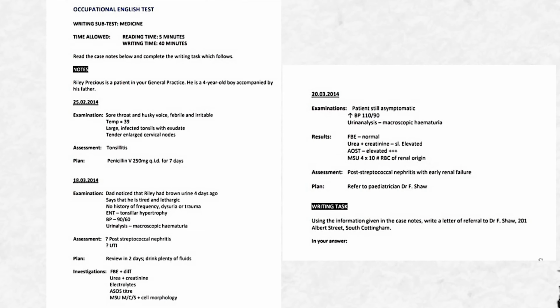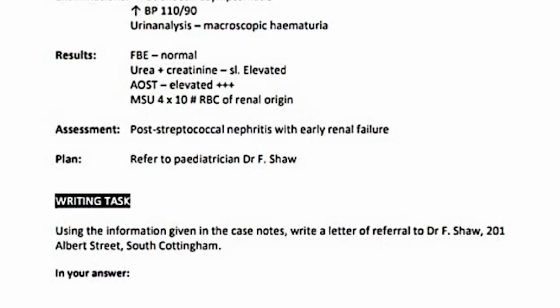The writing subtest of the Occupational English Test is designed to assess your ability to communicate effectively in written English in a healthcare setting. Like on the exam day, you will be given some case notes like this and you need to write a letter out of it. So the first thing you need to do is to go to the writing task at the end of the case notes and see what type of letter they are asking you to write.